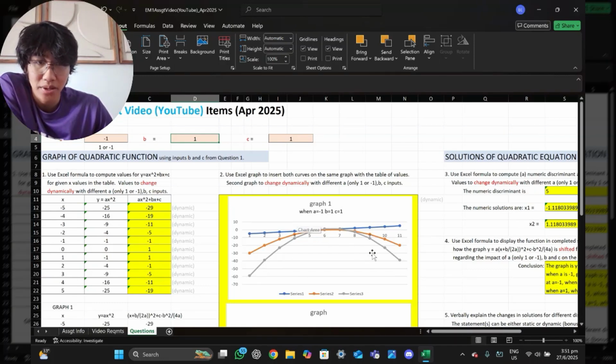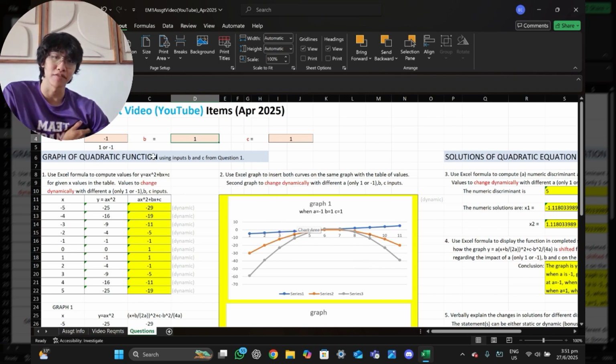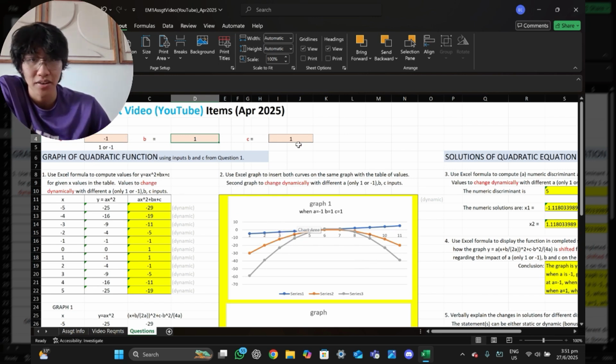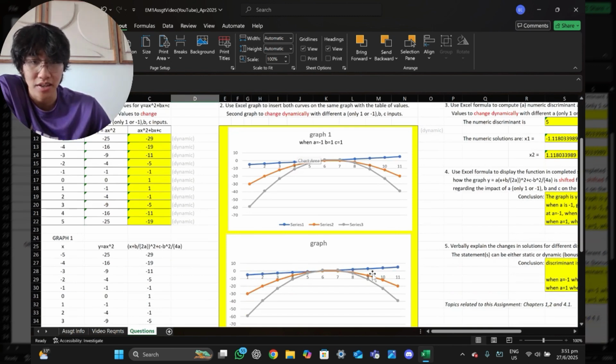It's an N shape because a equals -1. Therefore, it is a negative graph. So that's how a affects the graph. But how do b and c affect the graph? As you can see over here, this is the graph.